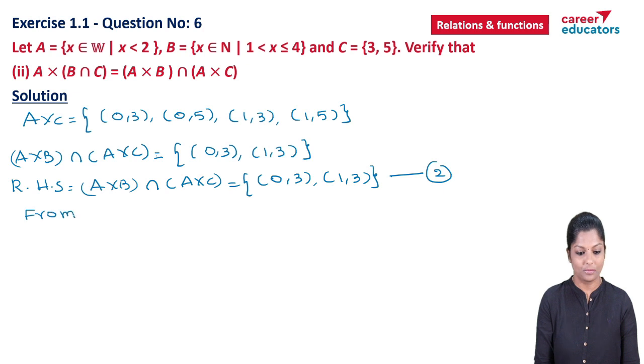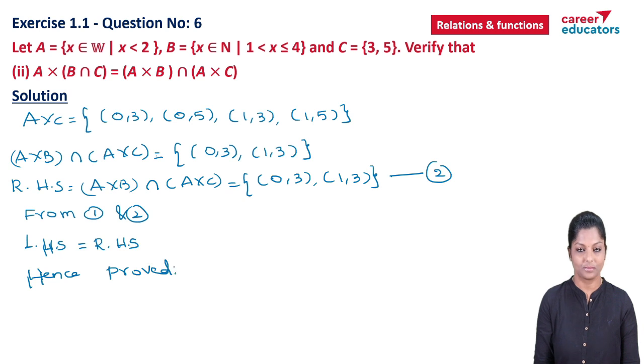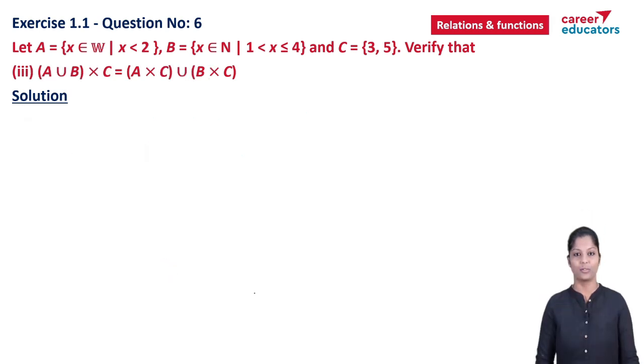From 1 and 2, LHS equal to RHS. Hence, proved. Next, we are going to solve the third subdivision.